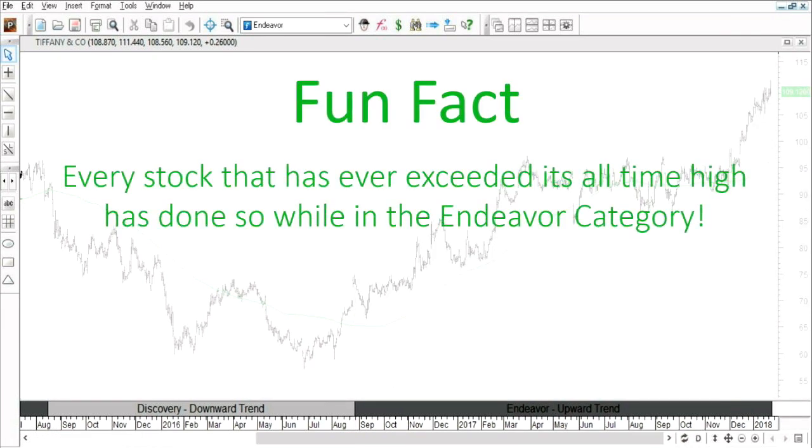Now here's a little fun fact. Every stock that has ever exceeded its all-time high has done so while it's in what? The endeavor category. Of course, that's what it's designed to do. A stock cannot reach its all-time high when it's in discovery.